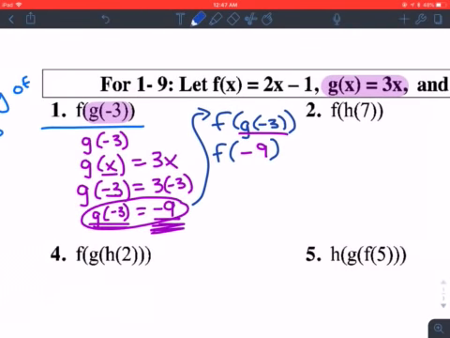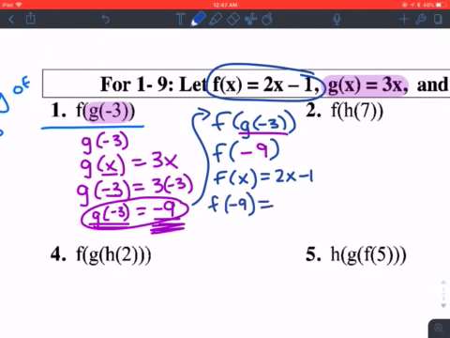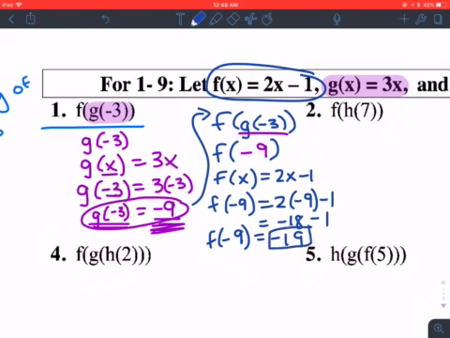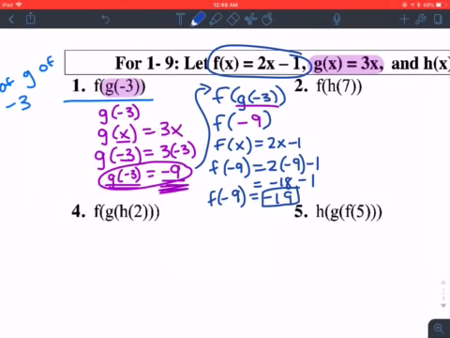Well, f of x is given to me as 2x minus 1. It's given to me right here. So f of negative 9, anywhere I see an x, I'm going to plug in a negative 9. Alright, 2 times negative 9 is negative 18, minus 1. So we get negative 19. So f of negative 9 is negative 19. Alright, so then that means my final answer, f of g of negative 3 equals negative 19.